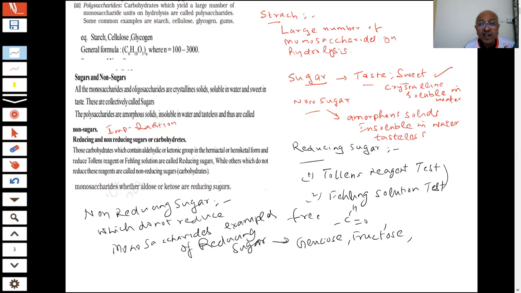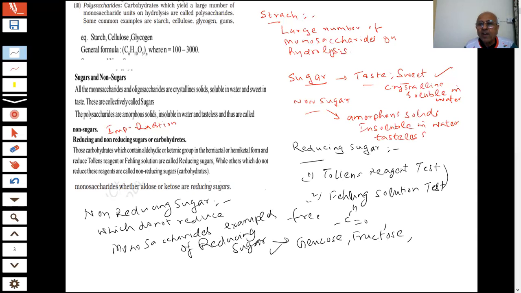They will give Tollens' reagent test and also the Fehling's solution test. These are called reducing sugars because their functional group CHO is available. They have a free CO or CHO group, so they will give these types of tests. Ketones also produce a CHO group because they have a lot of OH groups present in them, and once they do that, they will be reducing sugars.